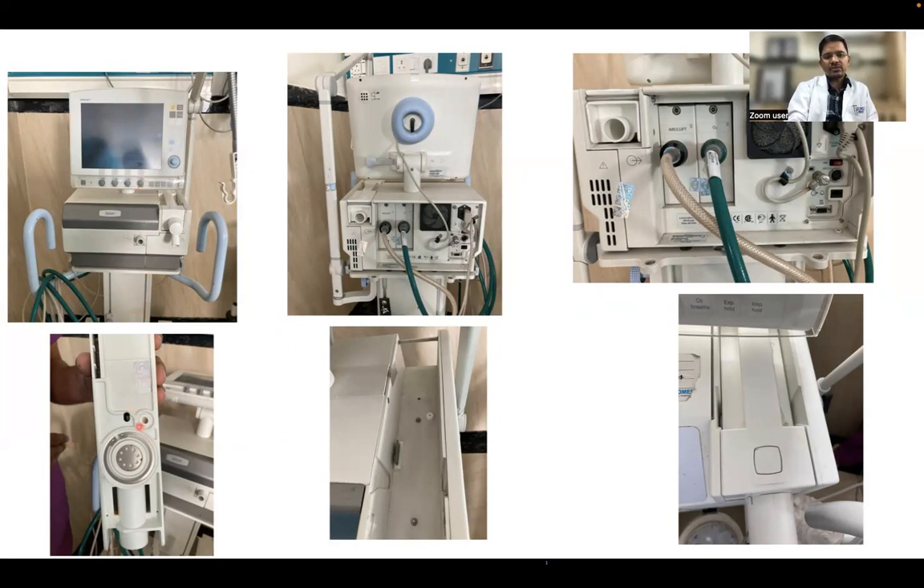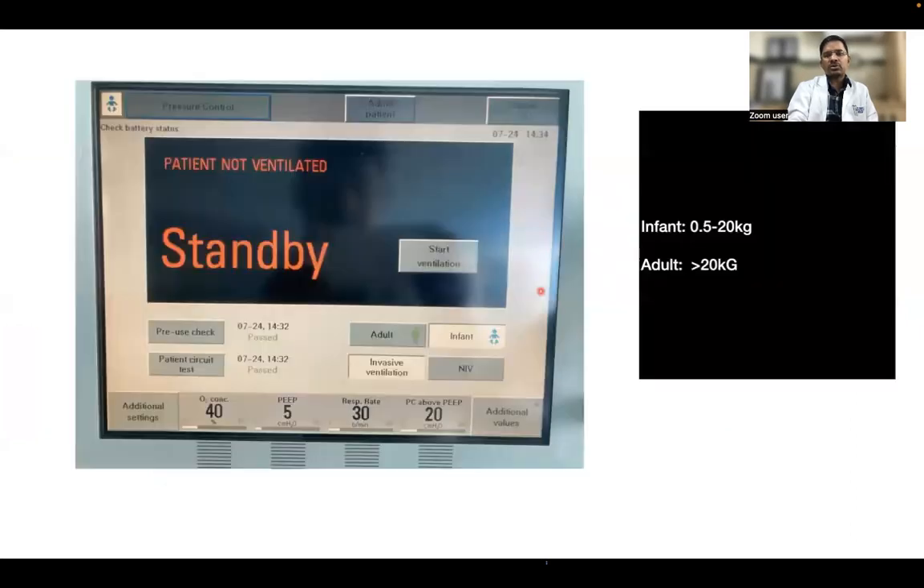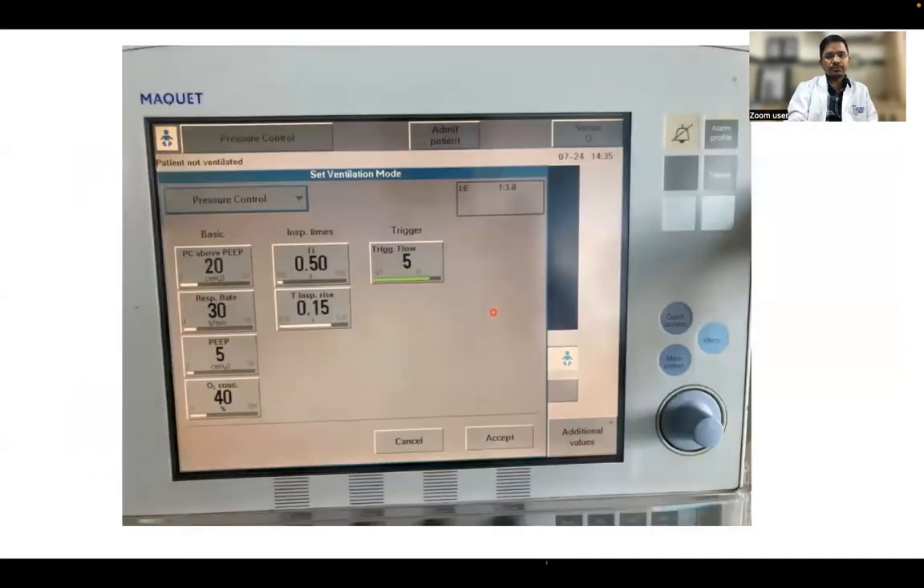We can see there's a flow sensor. This is very important. It should work for the working of a ventilator. Before we start the ventilator, we should do the pre-use check. It should be passed, otherwise don't connect to the ventilator. Now, whenever we use a Mackay ventilator as an example, we always see there are two things. One is adult mode, whether you start the adult mode or the infant mode. Generally, infant mode is for below 20 kilo, adult mode above 20 kilo.